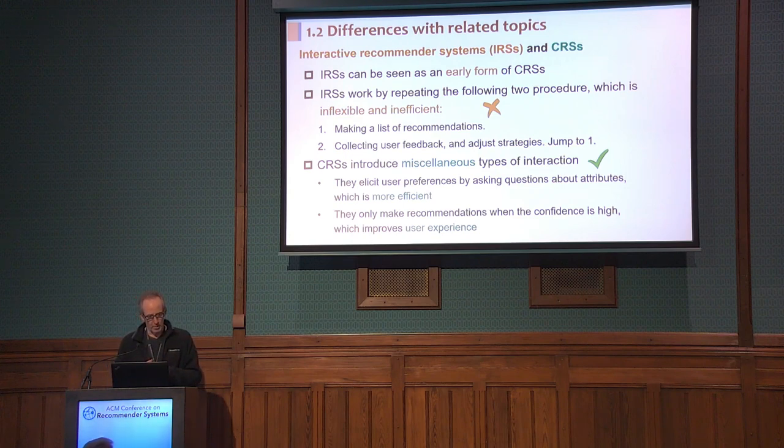Often an interactive recommender system goes through these two steps that you see here in the middle. So the system will give a list of options. The user chooses something. We collect feedback, and then we'll give the next set of options. The conversational setting allows for different types of interaction, more types of interaction. Importantly also, we can ask questions about items, about attributes, maybe even about context.